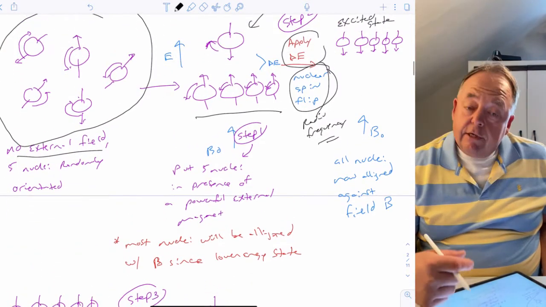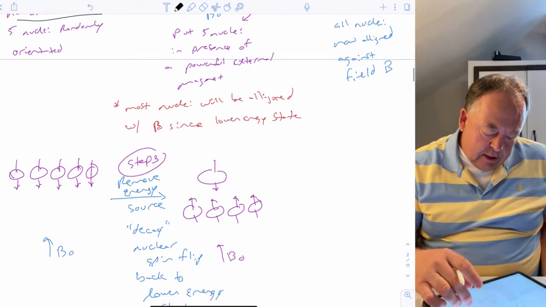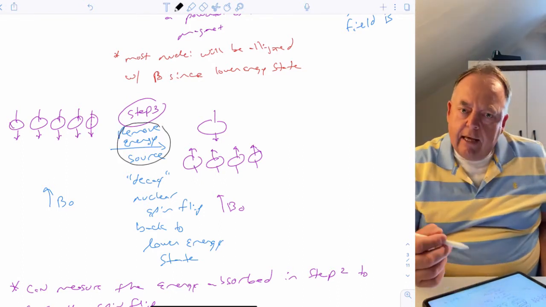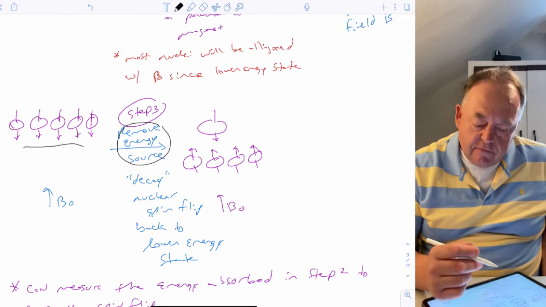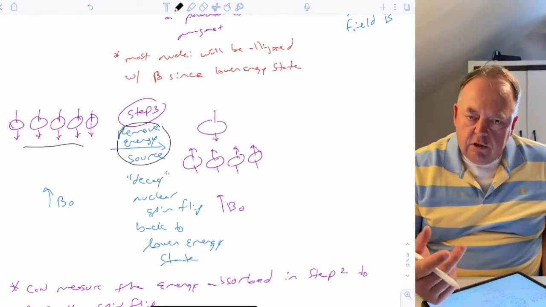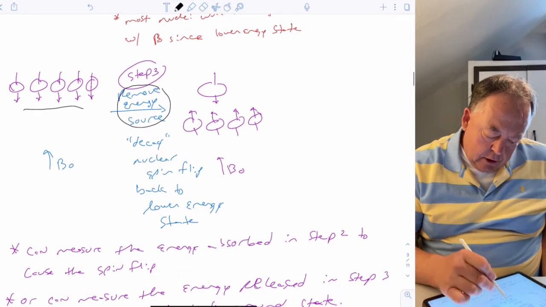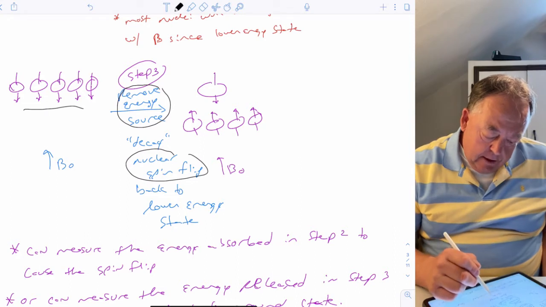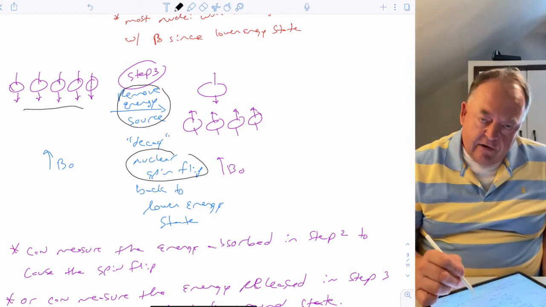And so we could measure that energy difference when they absorb the energy, but in NMR what's done instead is, now if you remove the energy source, then what's going to happen? Are all of the nuclei going to stay in this excited state and be aligned against the field? And the answer is no. Some of them are going to relax back, or decay, and do another nuclear spin flip and go back to the original state. And so that's actually what's measured in NMR, the energy that's given off.